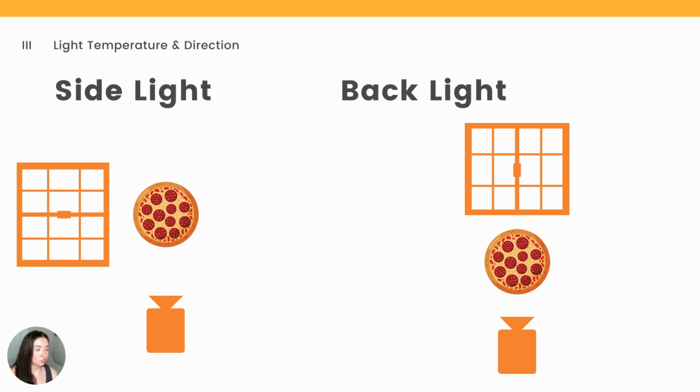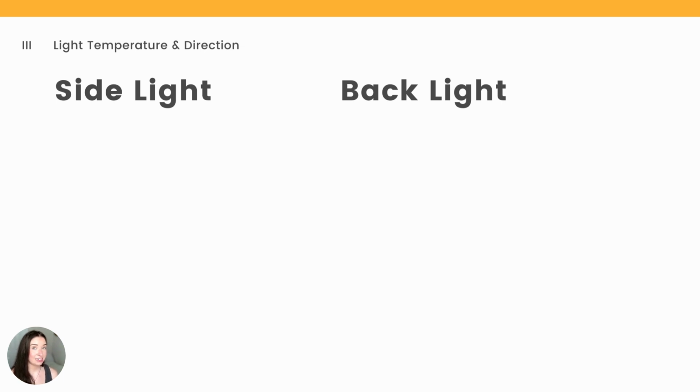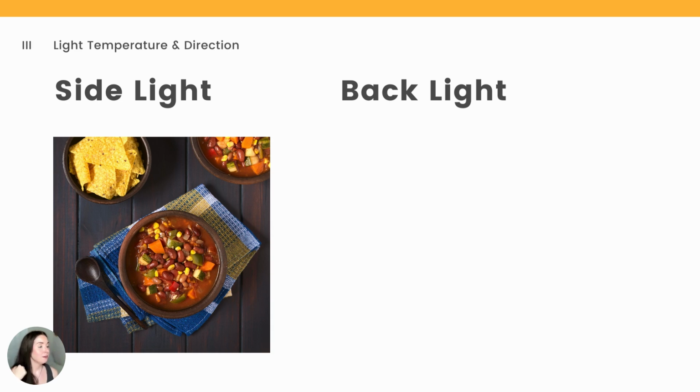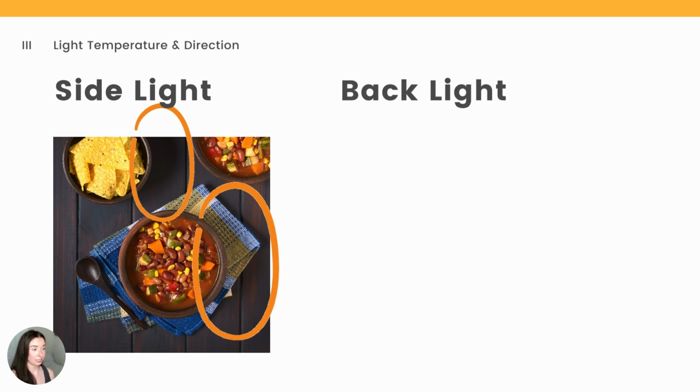So just like I showed you with the hard light and the soft light and with the warm light and cool light, I'm going to show you a couple examples so that you get a good visual representation of what we're talking about here. So this is an example of side light, and it's a little bit hard to see on the actual bowl of soup or chili, but you can see it next to the bowl of chips. So that shadow is on the right side, which means that the light source in this particular image is positioned to the left side. This is side light on the left.